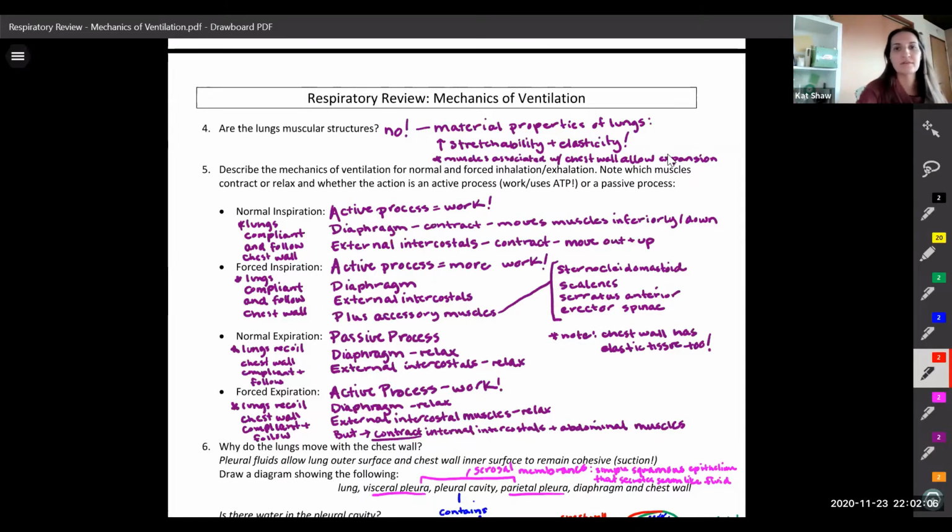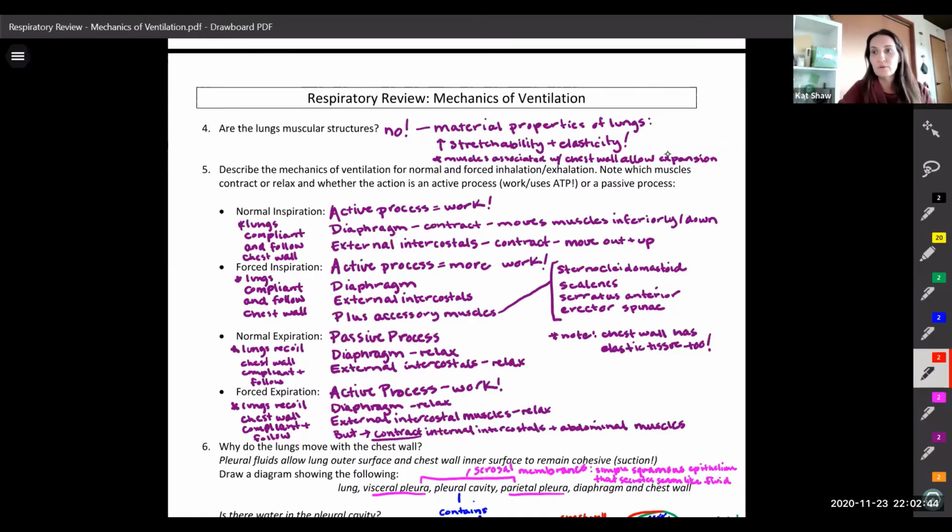And I noted here, even though it's hard to see, the muscles associated with the chest wall. Those are what allow for the actual expansion during inhalation, which now brings us to the actual mechanics for ventilation for both normal and forced inhalation, exhalation, right? I wanted you to note what kind of muscles contract or relax, whether it is an active process, meaning that requires work be done, actual contraction rather than relaxation of muscles, or is it relaxation, a passive process, for instance.